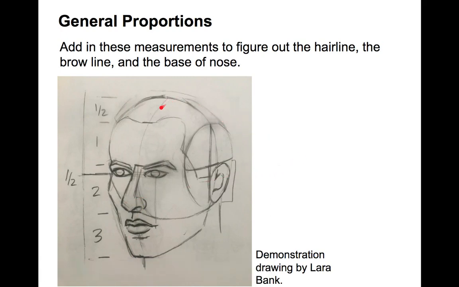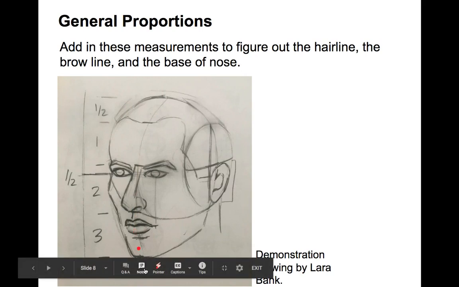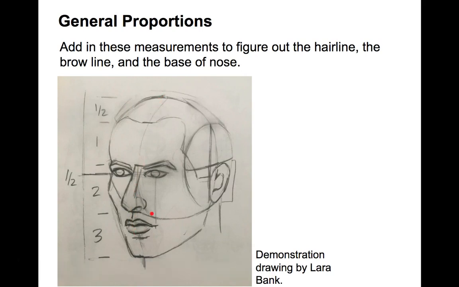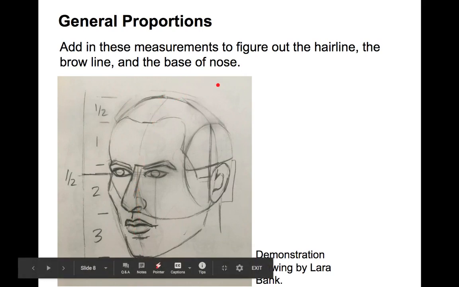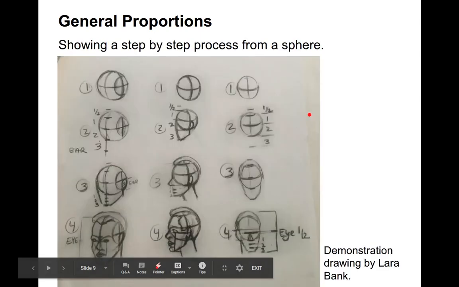Also note the central line of axis here is now an arc. So you want an arc here for your central line of axis when you're drawing this 3/4 view.